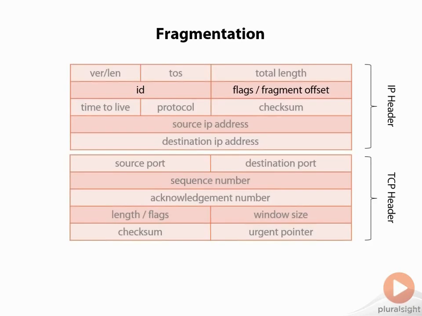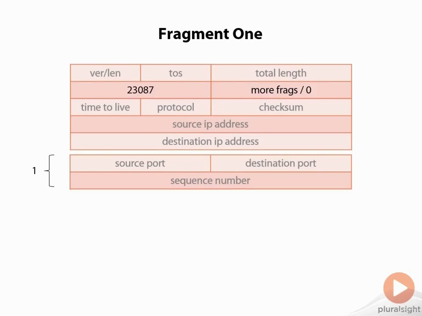Here's a set of headers for a typical TCP/IP packet. Using a single -f option, the header would be split into 3 sections, like this. The first packet to be sent would include the first fragment. The ID field in the IP header is set to 23087, which uniquely identifies the datagram and will be the same for all 3 fragments. The more fragments flag is set to on, and the fragment offset field is set to 0, since this is the first fragment of the series. Note that the first 8 bytes of the TCP header are included with the packet.